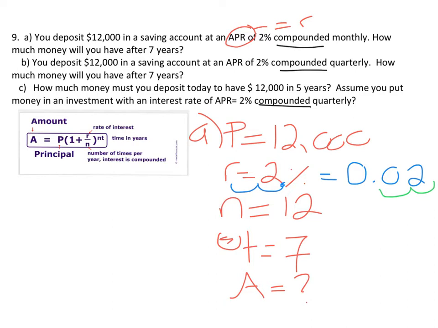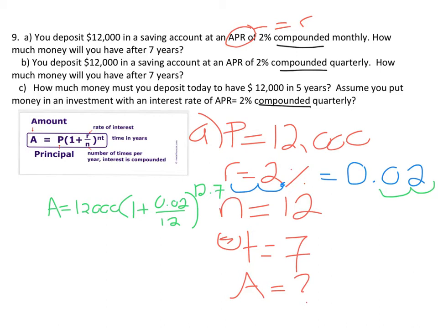Okay, so now that all of that's plugged in, now that we have all of our numbers, we're ready to actually go ahead and plug in. So let's write A equals 12,000 times 1 plus 0.02 over 12, to the 12 times 7.